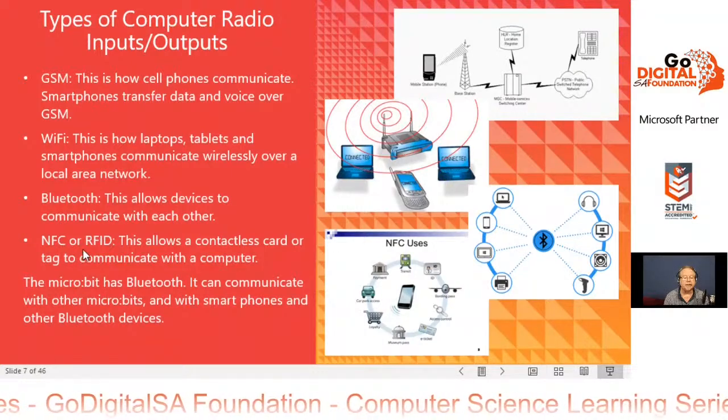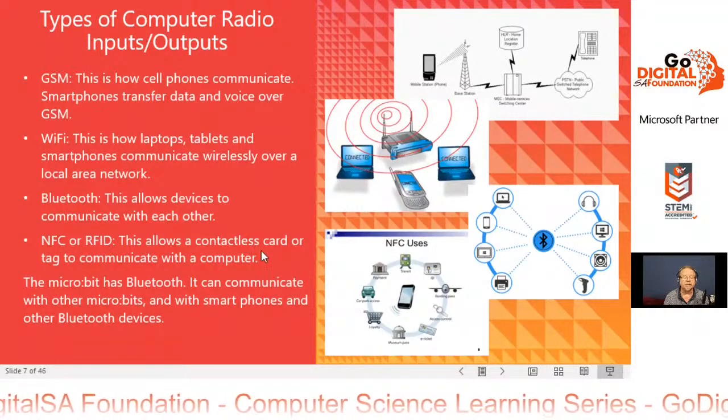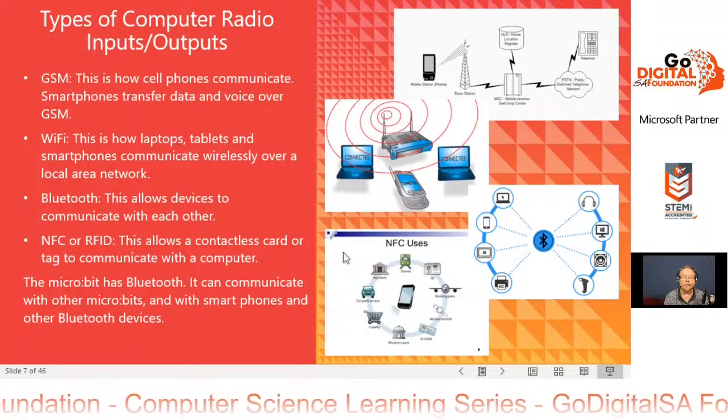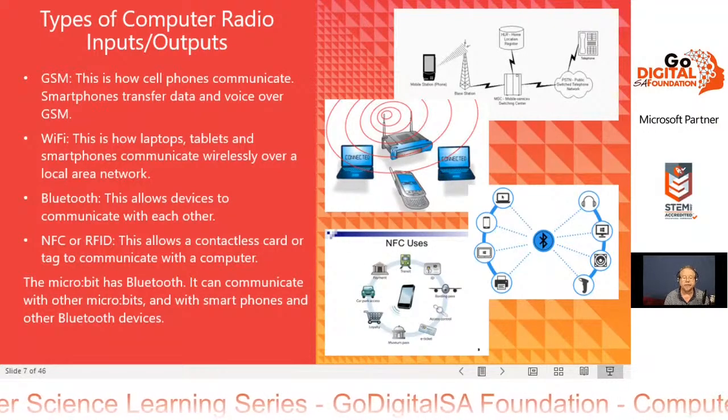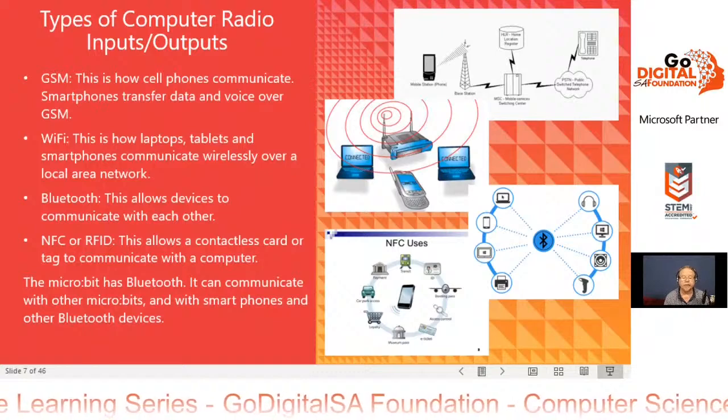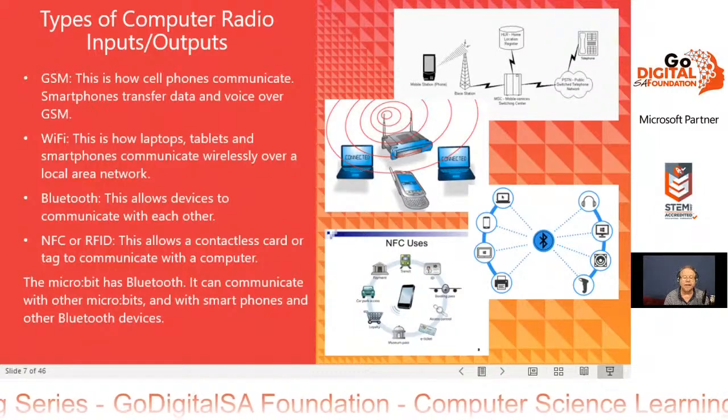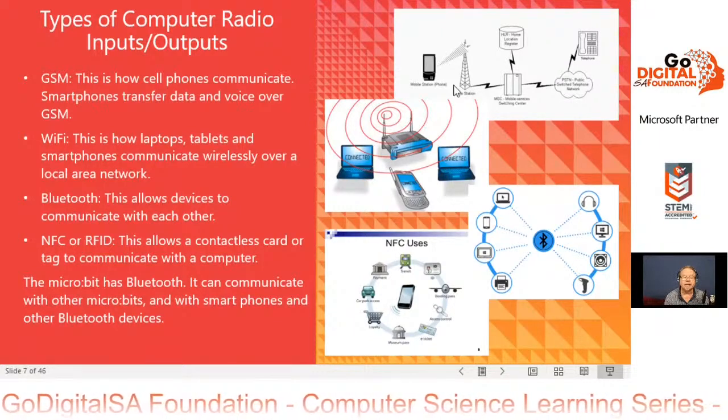And NFC or RFID, this allows a contactless card or tag to communicate with a computer. And it's starting to be used now with cell phones to have a cell phone connect to a point of sale terminal. Okay, so main differences between these.